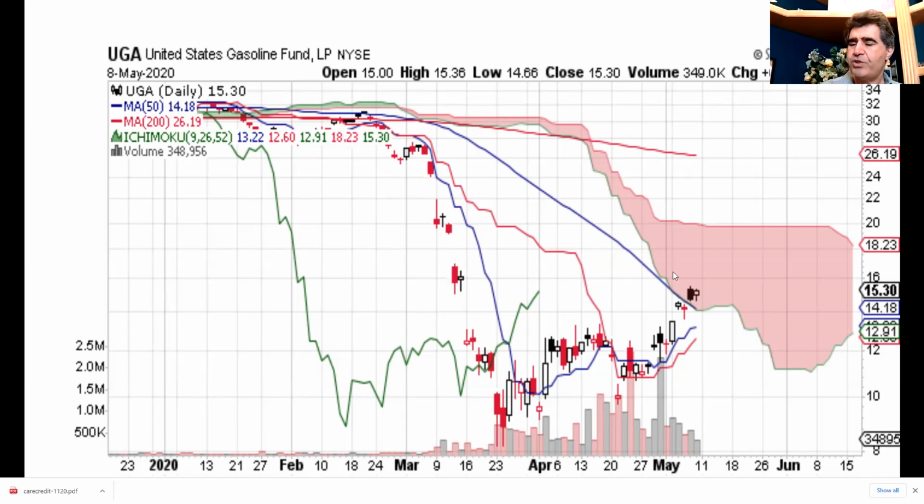This is more of a neutral because we are inside the cloud. Now, one thing about the cloud, it could be resistance, could be support when you're inside, so this can come back, and most of the time the lower edge becomes your support. And basically, the thicker the cloud, the more resistance, and it's harder to break it.